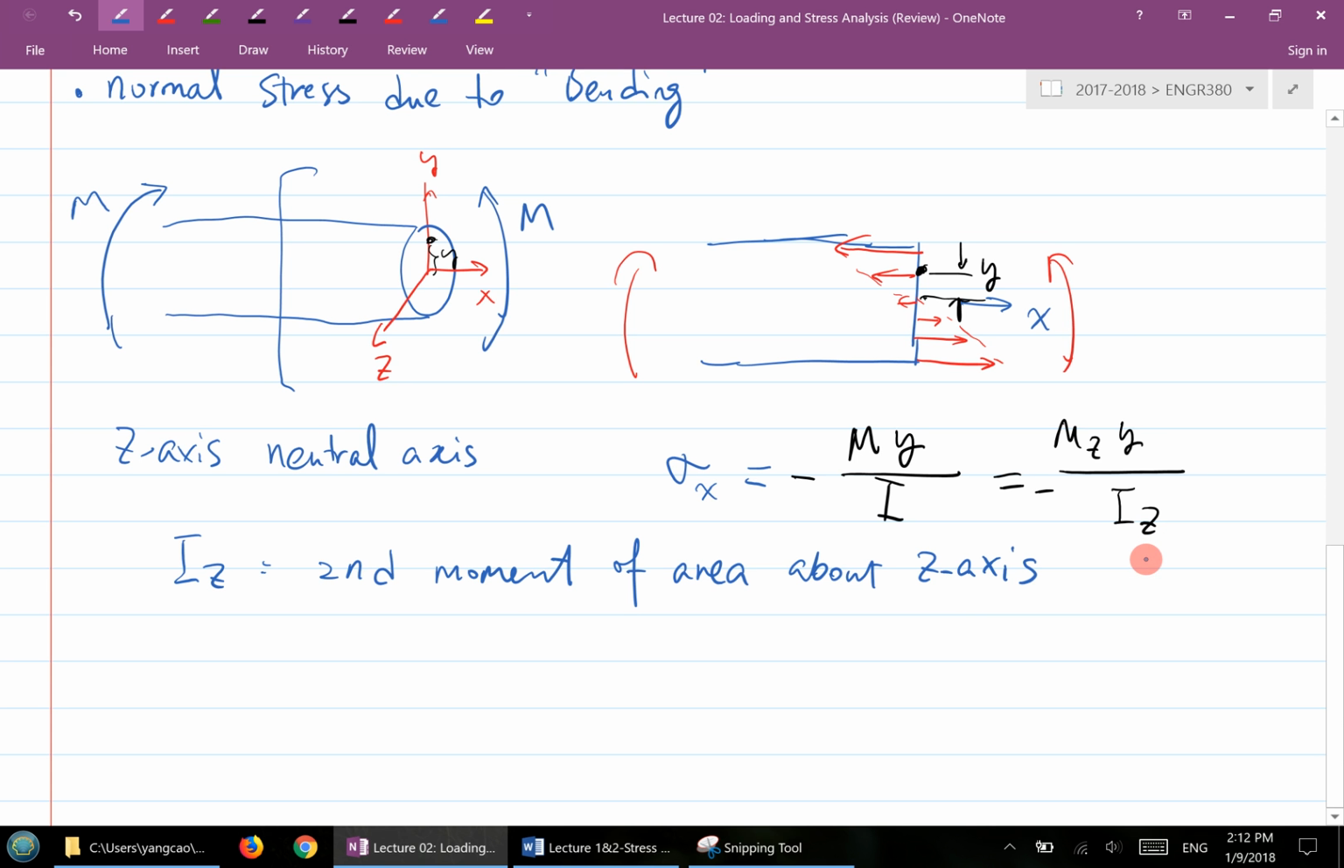A quick question. I have a negative sign written here. Any reason for why there's a negative sign here?